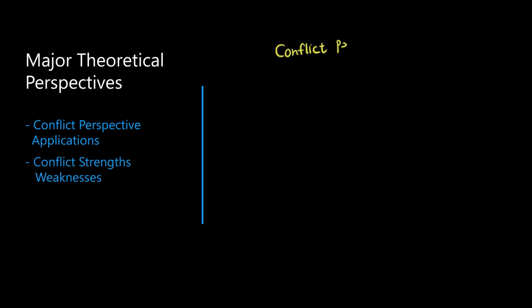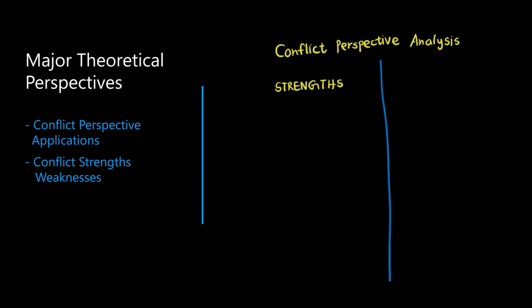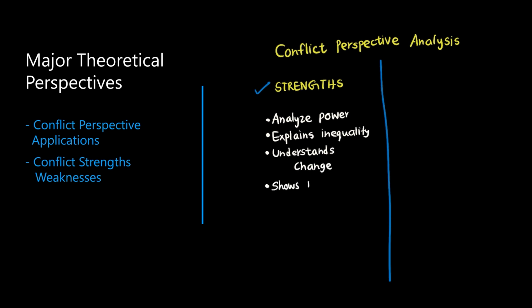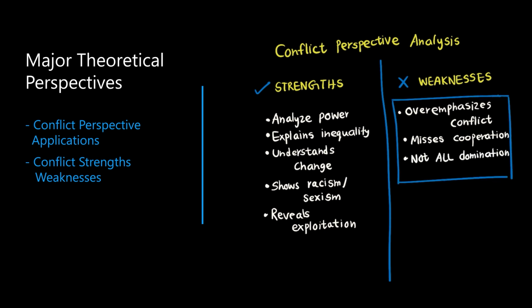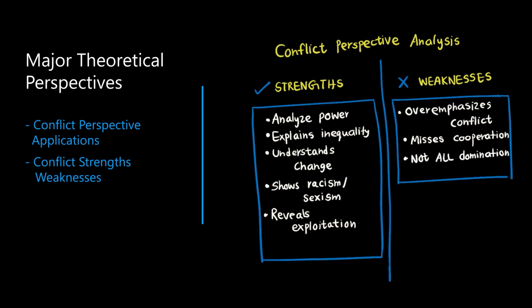The conflict perspective is excellent for analysing power, inequality, and social change. It helps us understand why there's so much inequality in wealthy societies and how that inequality is maintained across generations. It's particularly useful for understanding things like racism, sexism, and economic exploitation. However, it can sometimes overemphasize conflict and underemphasize the ways people do cooperate and share common interests. Not everything is about domination and resistance.